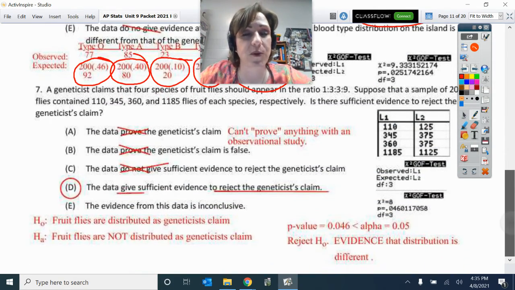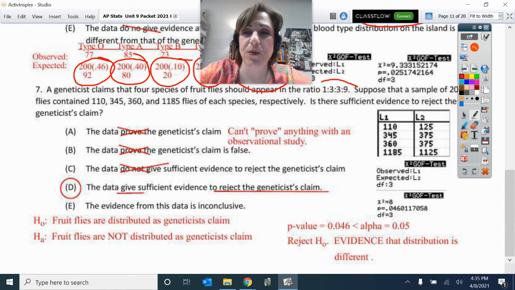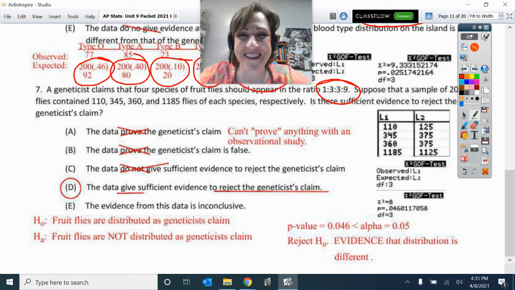And so then here was another one of those ratio problems. I wish I would give you something else other than the 1 to 3 to 3 to 9, because I'm going to have students think, oh, it's always out of 16. Well, if you get a different set of theoretical claims, it could be out of a different total. So keep that in mind. So there we go. We had a p-value that was less than alpha. It barely gave us evidence that the distribution is different.